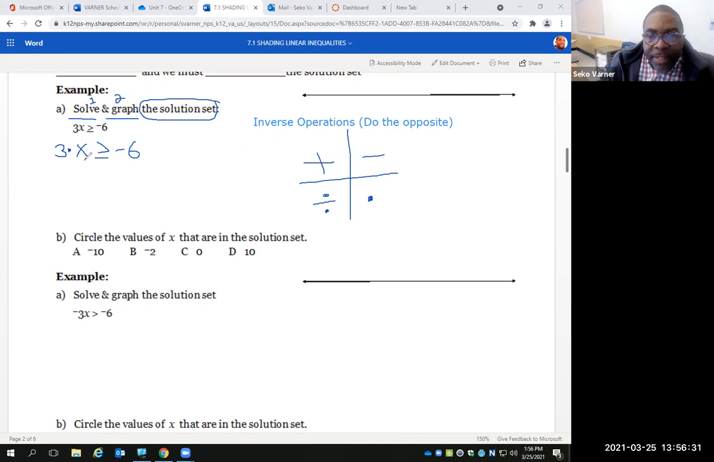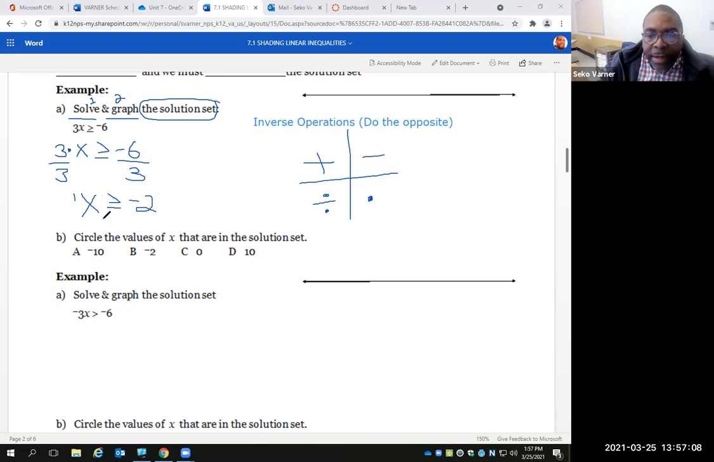The opposite of multiplication, which is this operation, is division. So now we're going to divide both sides. 3 goes into 3 one time. That gives us 1. I write my 1 small when they're being multiplied, so you actually don't need to even write the 1, but you can. Now we have 1x or x, and 3 into -6 is -2.